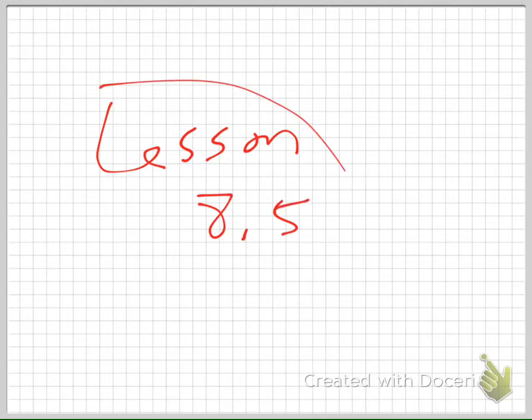This is pre-algebra lesson 8.5, scatter plots. Here's all I care that you know about scatter plots.